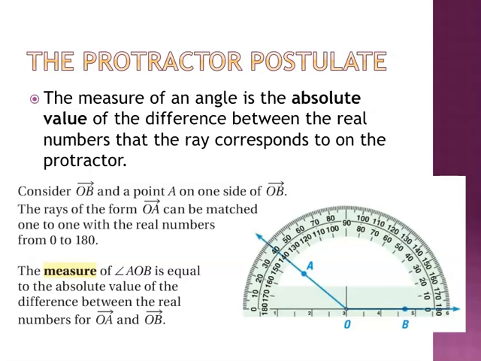So, for example, you can either see this as 140 minus 0, or you can see this as 180 minus 40. Either way, you can see that the measure of that angle is going to be 140 degrees. This is very similar to the ruler postulate, except that instead of a number line, you can think of it as a curved number line, and you're really just finding the difference. So find the difference between those two and take the absolute value, and that will give you the measure of the angle.